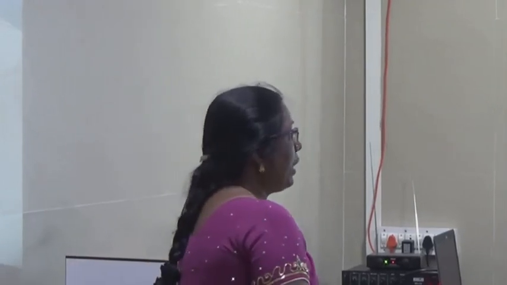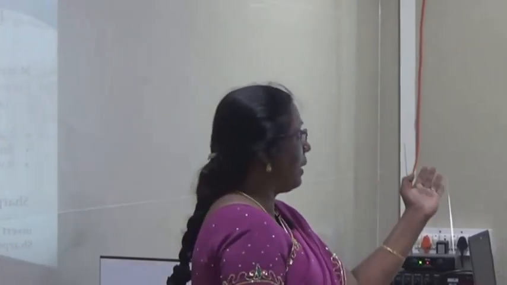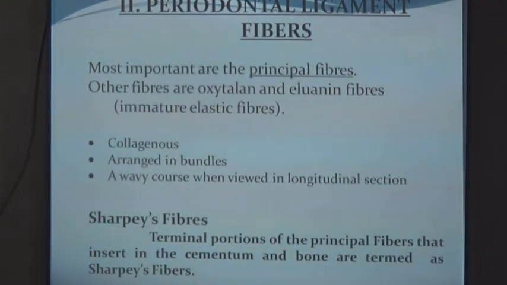And collagenous, arranged in bundles, with a wavy course when viewed in longitudinal section. So, all the principal fibers are collagenous fibers and they are arranged in bundles. Apart from these fibers, they have an immature elastic fiber that is called oxytalan and elaunin fibers. And now you should know Sharpey's fibers.